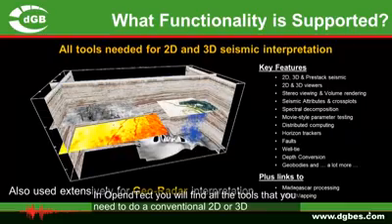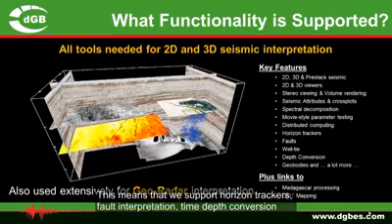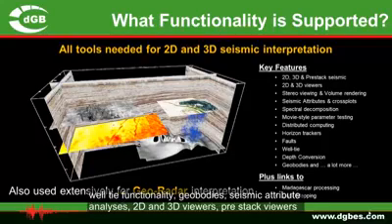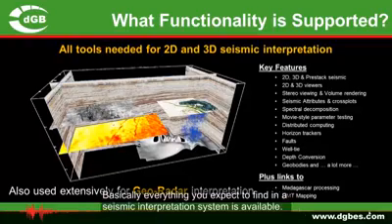In OpendTect you will find all the tools that you need to do a conventional 2D or 3D seismic interpretation. This means that we support horizon trackers, fault interpretation, time depth conversion, well tie functionality, geobodies, seismic attribute analysis, 2D and 3D viewers, pre-stack viewers, and much more. Basically, everything you expect to find in a seismic interpretation system is available.